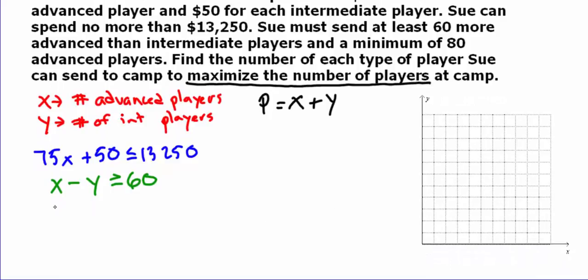And a minimum of 80 advanced players. Well, that's a pretty straightforward equation. X is at least 80. All right, and I think we have all the constraints. Oh, we almost left out one. We already know that x has to be more than 0. I would argue there's one we need to add in there, and that is that y is greater than 0. We're not going to send negative intermediate players.